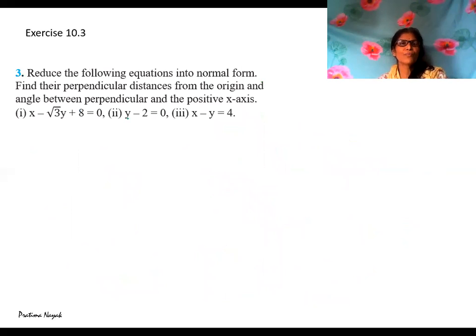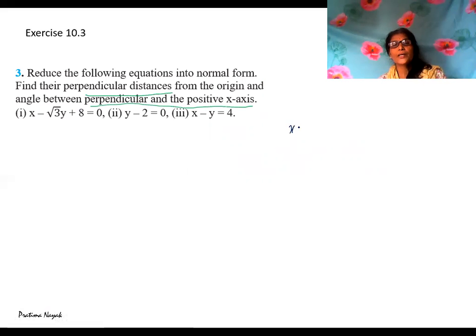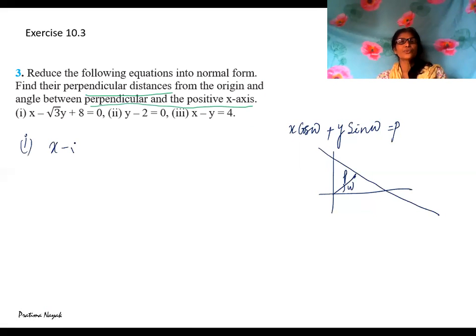Now reduce the following in normal form. Find the perpendicular distance. That means you have to get small p from the origin and the angle between the perpendicular and positive x-axis. Okay. So let me write the normal form. It will be x cos omega plus y sin omega is equal to p, where this length is p and this is omega. So how to reduce? I'll write x minus root 3 y is equal to minus 8 first. And here p is always positive.